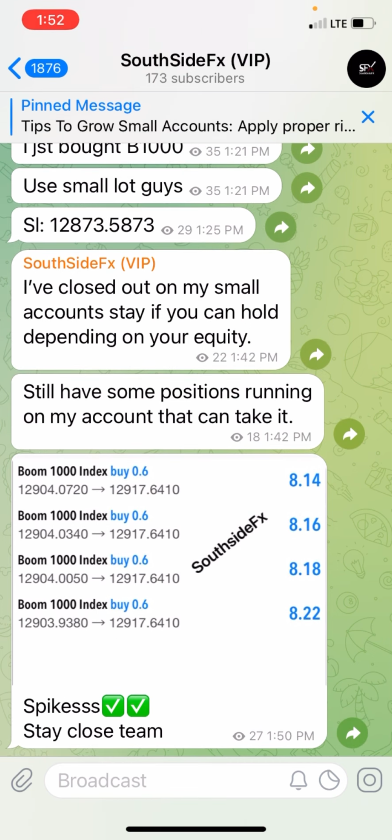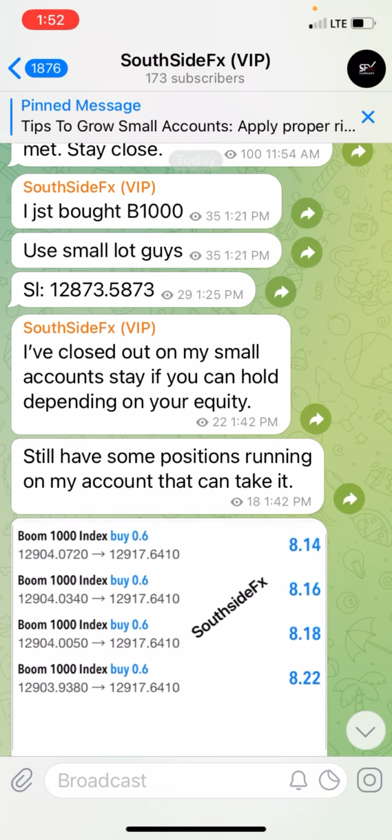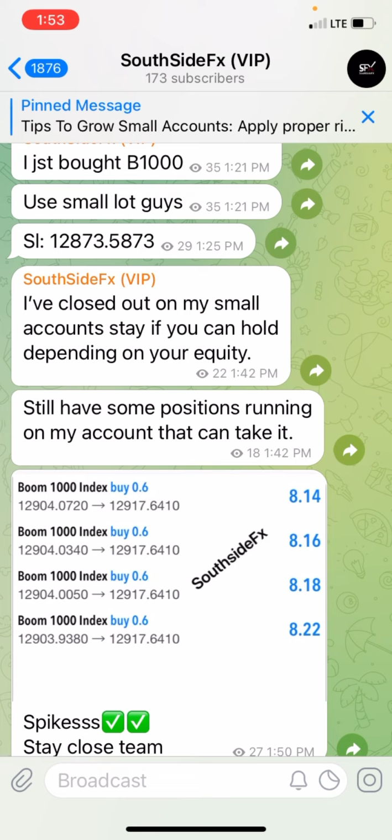So price action is key, guys. Price action will tell you everything there is to know in the market, and then confirmations, and then of course you can use indicators to further confirm what price action has already said to you guys.